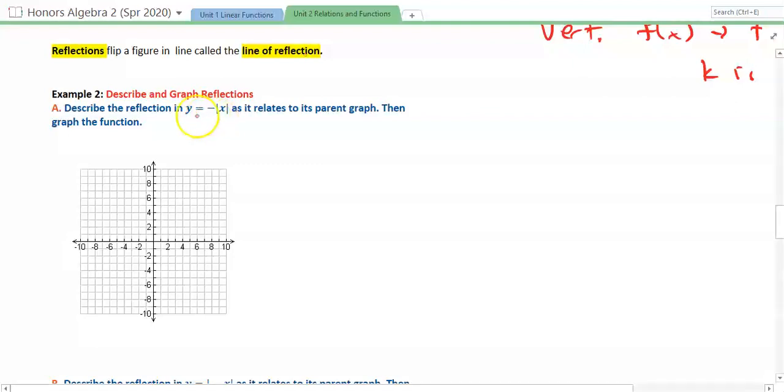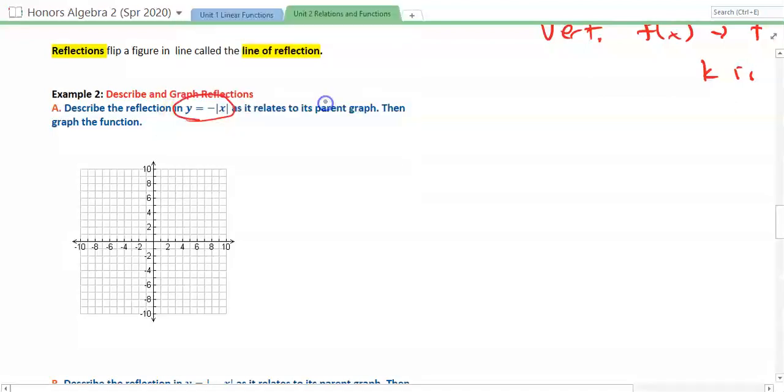Now, when we deal with just the functions themselves, like we see here, y is equal to the negative absolute value of x, we're talking about reflections across an axis. And so we're either going to reflect across the x or reflect across the y. And so in this case, y is equal to the opposite of the absolute value of x.